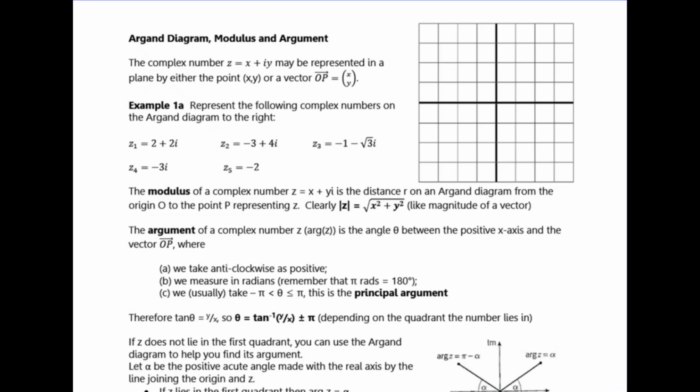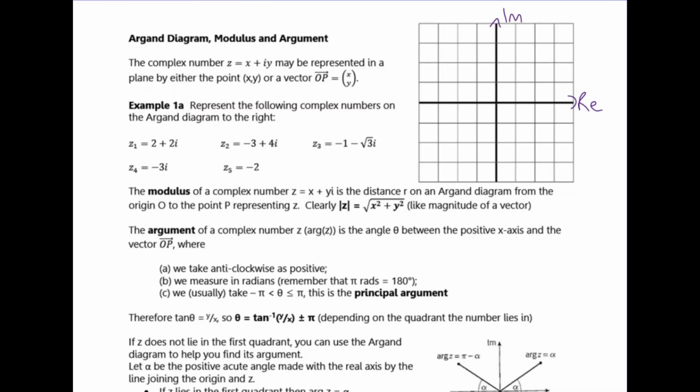Argand diagrams are a way of visually representing complex numbers. So for real numbers, we use the number line. When we extend into complex numbers, we extend this into 2 dimensions instead. So along the x-axis, you have your real axis. Along the y-axis, you have your imaginary axis, and we can plot complex numbers on this argand diagram as though they were coordinates or as though they were vectors.